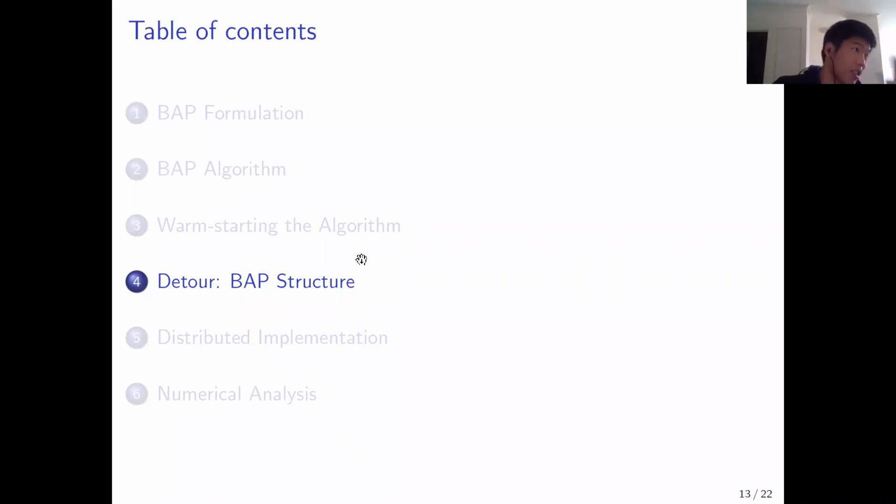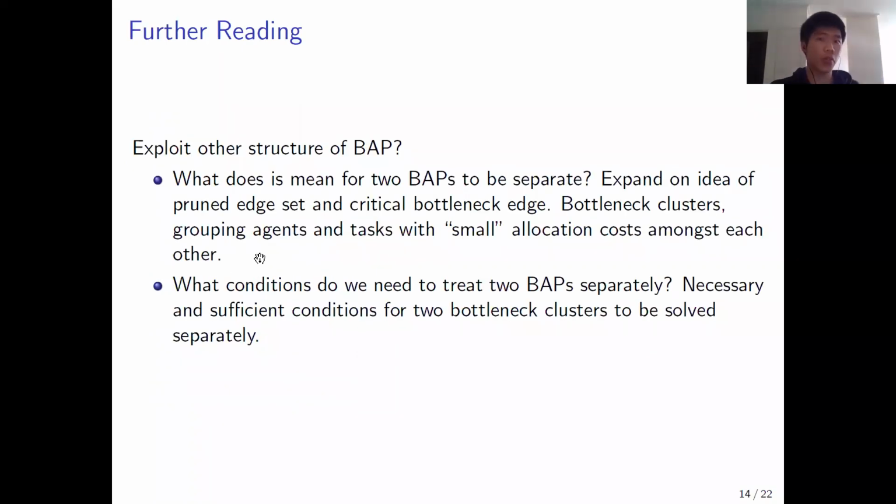And now I mentioned that we're going to take a detour, and we're going to talk a bit about the structure of the BAP in general. And why I'm putting it at this stage of the talk is because it sort of relates to the idea where we're combining 2 BAPs, 2 separate BAPs, and finding the solution to the combined problem. And so the idea is these 2 points here.